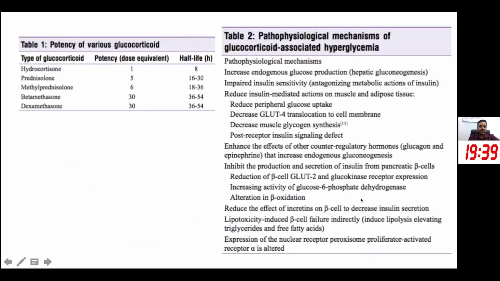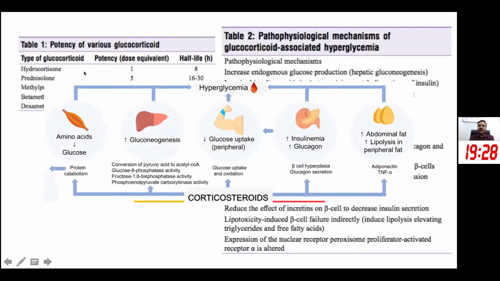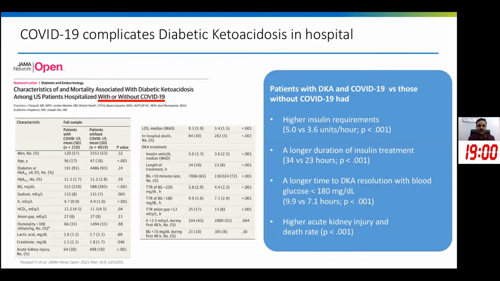The second problem is steroids, and we know that steroid has to be used in high doses, and people should know the potency and the half-life of the different steroids that are used. Just to highlight how steroid can produce hyperglycemia, there are many pathways, but simplistically speaking, it is basically increased gluconeogenesis from the liver, peripheral insulin resistance at the muscle level, and more gluconeogenic precursors produced by lipolysis from the fat or by proteolysis from the muscles. So all can lead to more glucose production and hyperglycemia due to steroids.